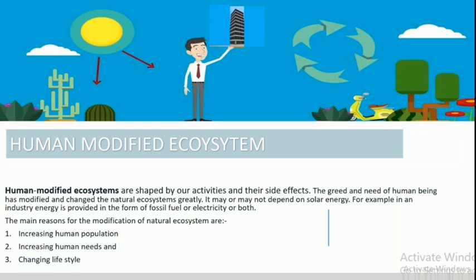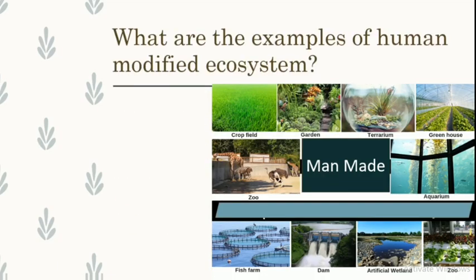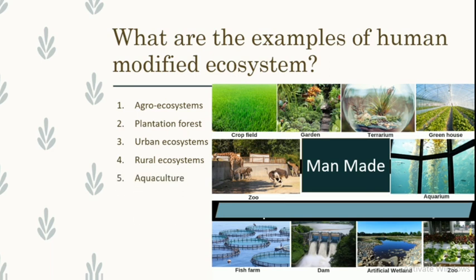It may or may not depend on solar energy. For example, in an industry, energy is provided in the form of fossil fuel or electricity or both. The main reasons for the modification of natural ecosystems are increasing human population, increasing human needs, and changing lifestyle. Now, what are the examples of human modified ecosystems? They are agro-ecosystem, plantation forest, urban ecosystem, rural ecosystem, aquaculture, industrial areas, and laboratory.